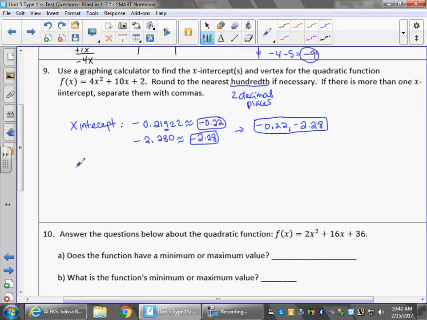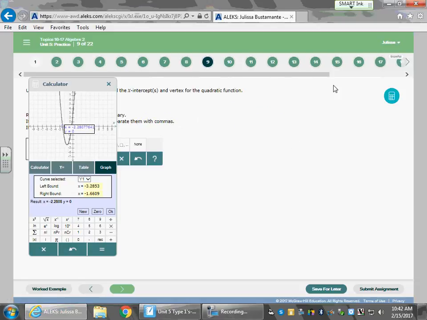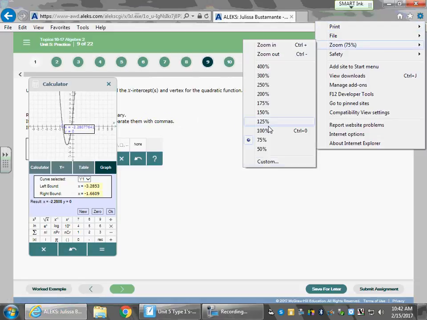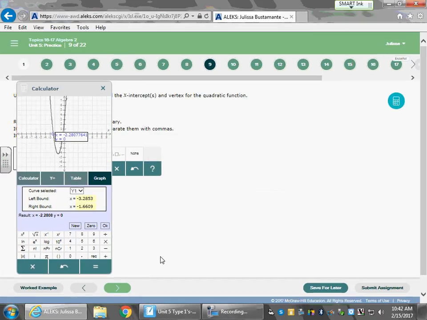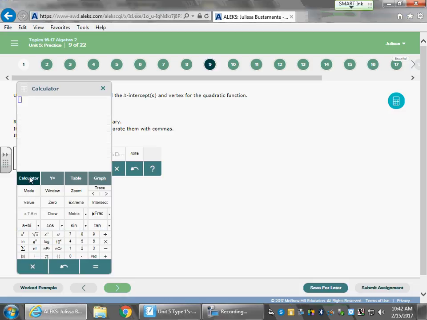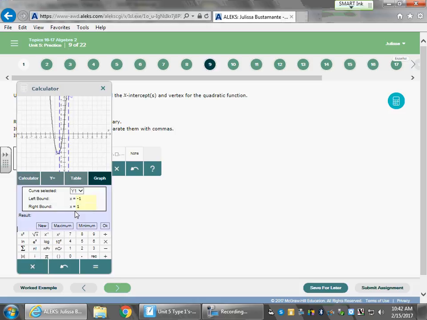For my vertex, instead of calculating it by hand, now we can use the ALEKS graphing calculator. So let's try to zoom in just a little bit more. All right. So for the x-intercept, we're going to go back to calculator. For the vertex, this time, we need a minimum or a maximum. So that's called an extrema. And notice, now I have the option, minimum or maximum. So this opens up. Because it opens up, it has a low point. It has a minimum.